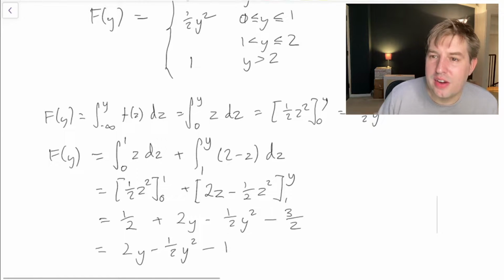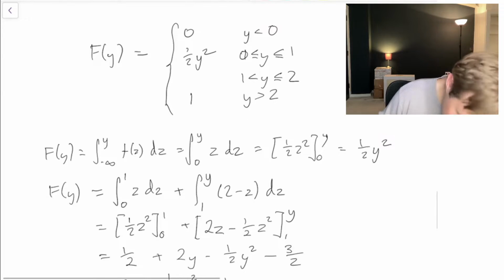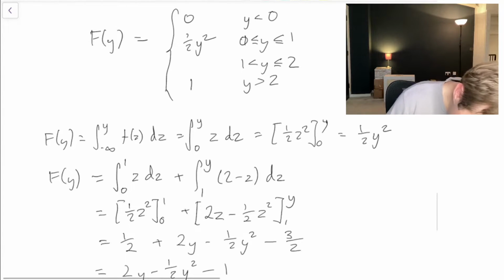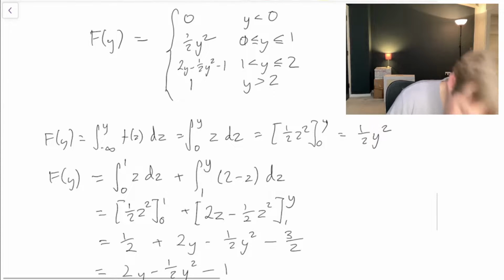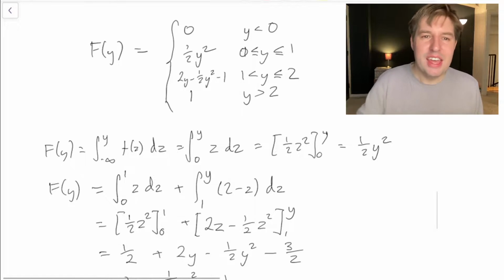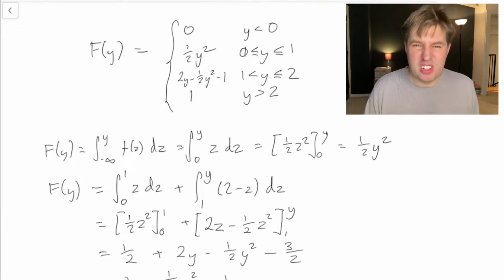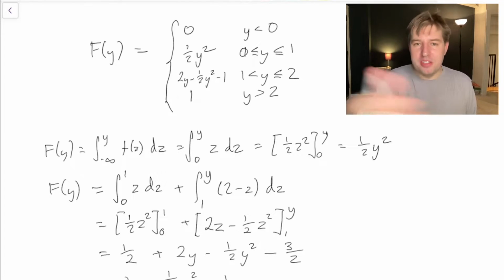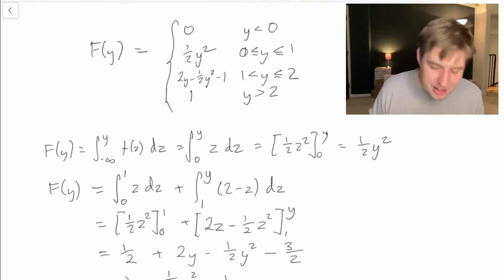I'm just going to check my notes that it agrees with what I've calculated. Yes, it does. So up here it's 2y minus a half y squared minus 1. And you can see a graph of that in the notes, what that CDF looks like. That expression looks like quite a lot of mess with 4 different cases, but actually the picture of it looks rather pleasant if you just scroll down and look at that in the notes.